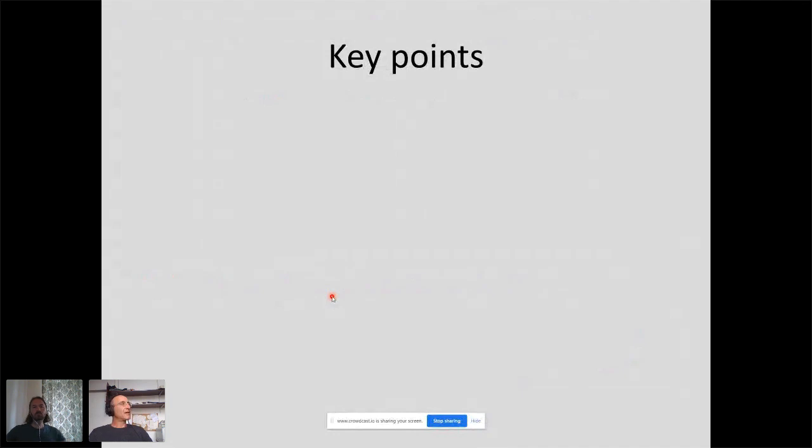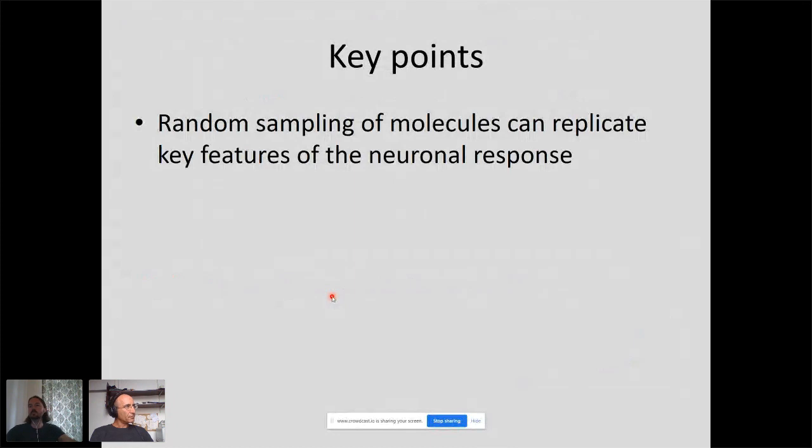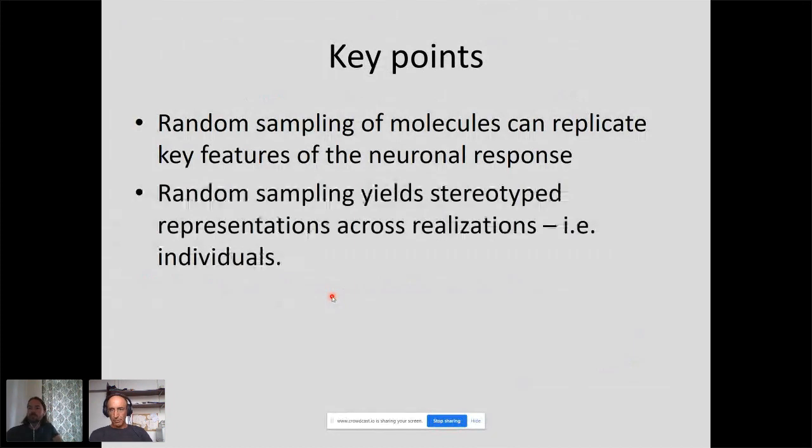So let me summarize what I tried to show you here. First, that random sampling of molecules can replicate key features of the neuronal response.